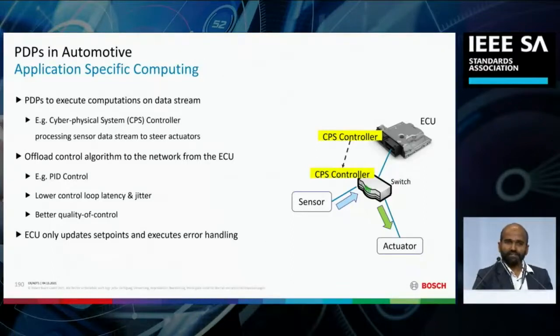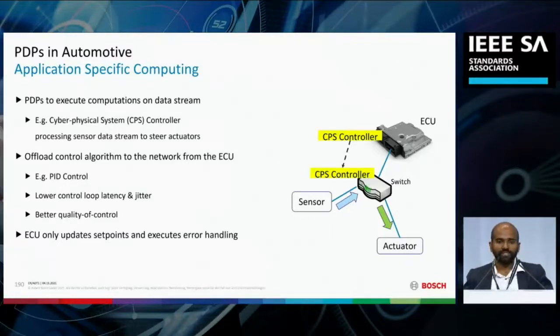Now, one of the more crazy ideas that we have tried to implement using these programmable data plane technologies is application-specific computing. We have something like a control loop where sensor data is processed by a control algorithm to steer some actuators. Usually this is implemented in an ECU. Because we have this programmable data plane where we have a pipeline that we can program, we tried to push this control algorithm to be implemented in the switch. So basically the sensor stream that's coming in is processed at line rate by the switch, and based on certain set points that are programmed by an ECU, the actuator can be steered.